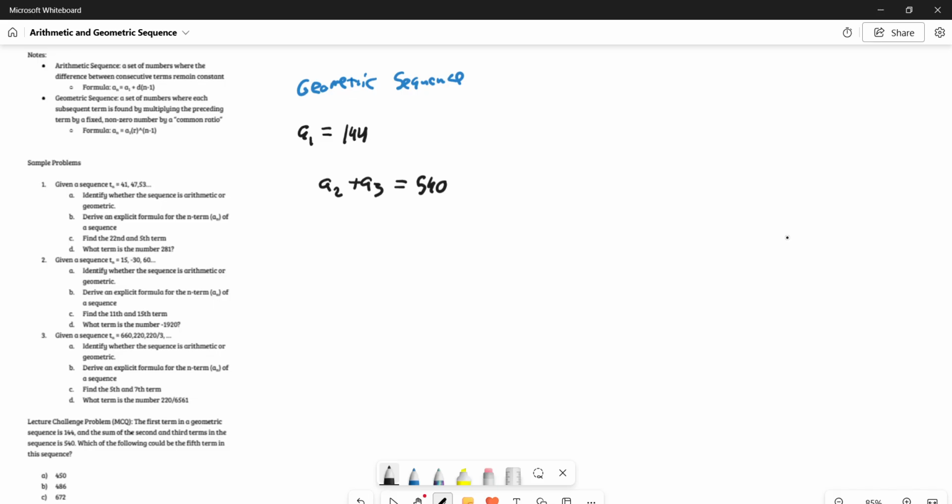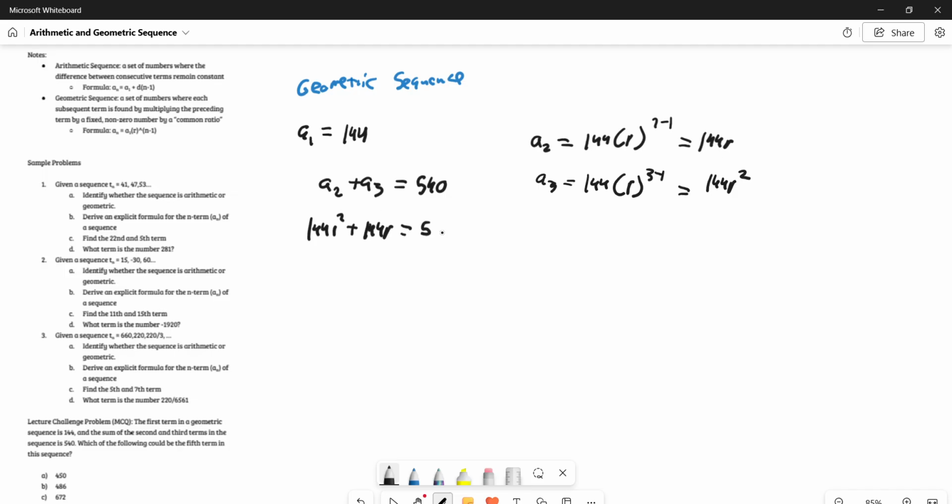Now, how do we define a sub 2? Well, a sub 2 is just 144 times r to the power of 2 minus 1, which is just 144r. A sub 3 is 144 times r to the power of 3 minus 1, which is 144r squared. So we just sub that in. Now we just move 540 to the other side, and now we have a quadratic, right?